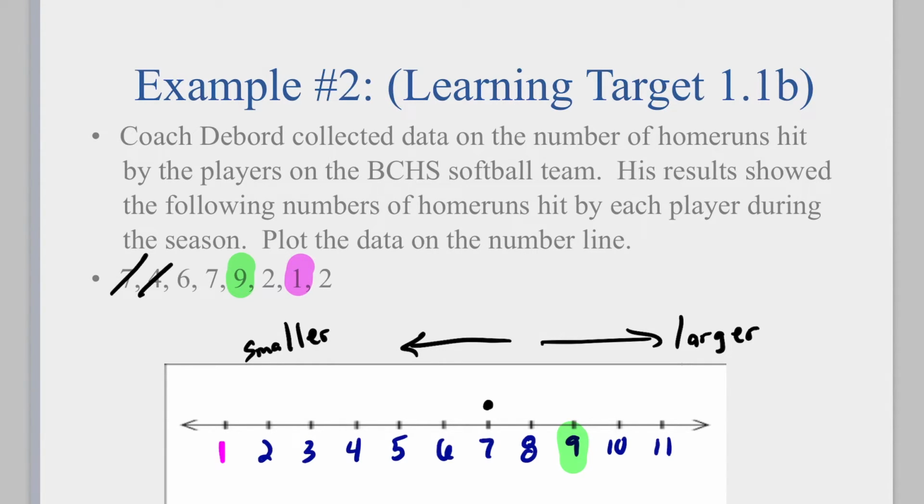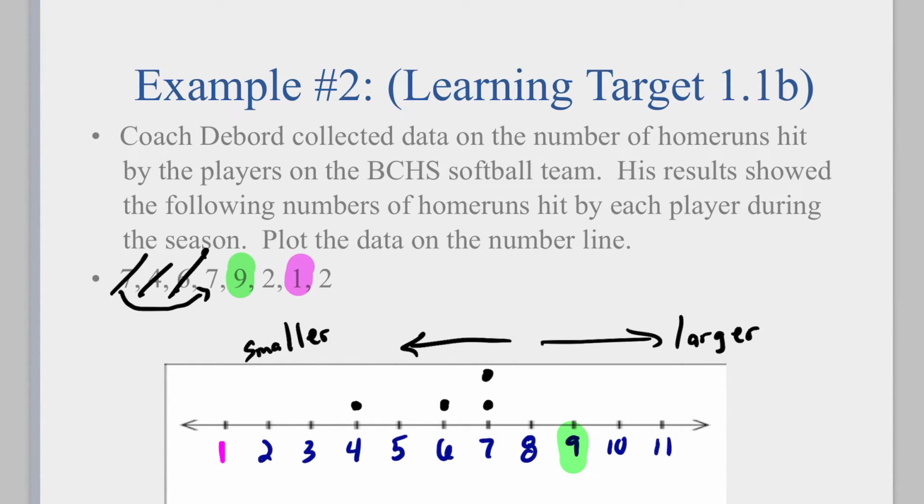So there's 7. 4, place a dot above the 4. 6, so I'm going to place a dot above the 6. And notice here that we have a 7 repeated. We have this 7 that is repeated again. So what this says is that 2 players on the Boyle County High School softball team had 7 home runs. And so we don't ignore that fact. I want to be able to look at this number line and easily tell that there were 2 different players that hit 7 home runs.